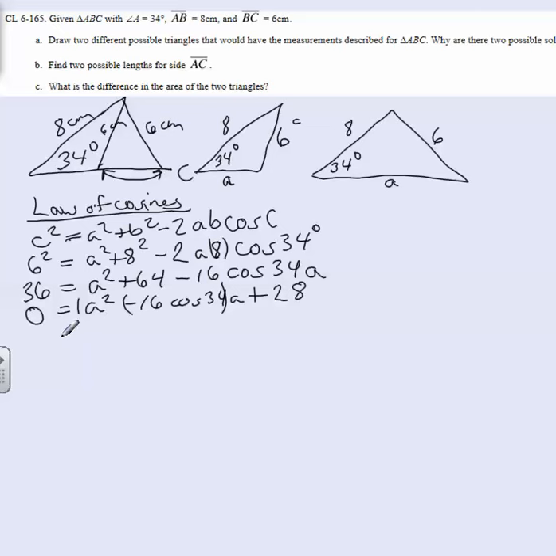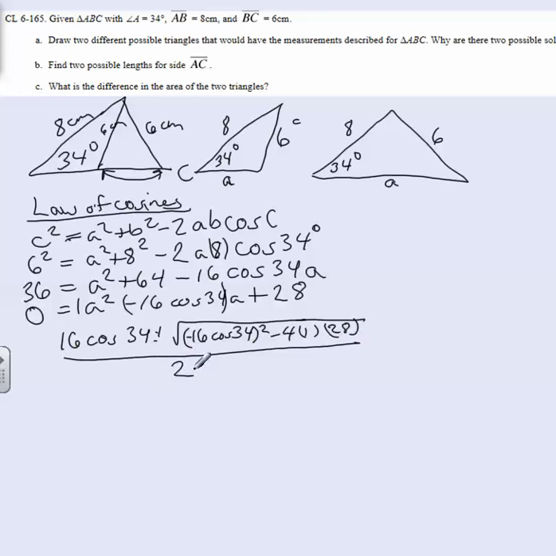So the opposite of b, that's going to be positive 16 cosine 34 plus or minus the square root of 16 cosine 34. Now it's a negative. It doesn't really matter because I'm going to go ahead and square it in a moment. Times 4 times a, which is 1, times c, which is 28. All divided by 2 times a, which is 1, so I'm just going to put 2. Okay, 16 times the cosine of 34 happens to simplify to about 13.3. So I've got 13.3 plus or minus the square root of 13.3 squared minus 4 times 28, divided by 2.